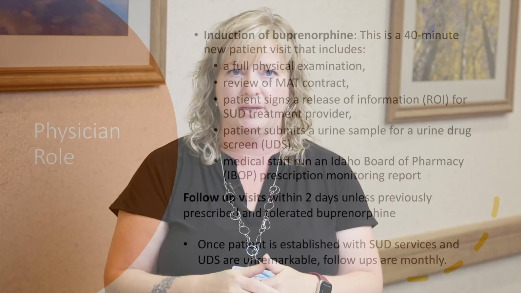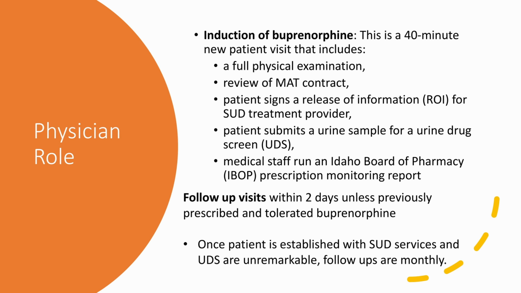They submit to a urine sample, and medical staff runs the pharmacy report to see if they are kind of doctor shopping, where they're getting medications. And part of their MAT contract is to kind of narrow that down into one person providing all those medications, at least for medication-assisted treatment. Follow-up visits within 2 days, unless previously prescribed and they've tolerated it. Once the client is following through with resources like treatment and UAs, and the UAs are remarkable, then they'll drop that down to monthly. So there's all kinds of wiggle room in that.